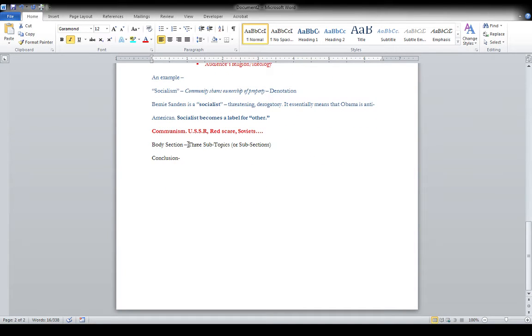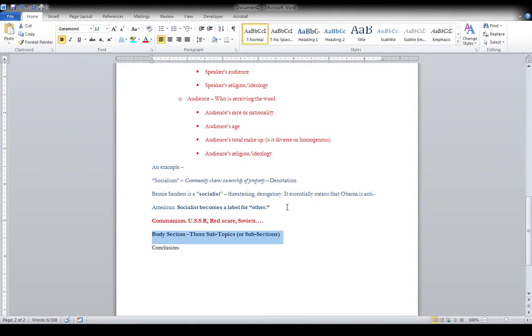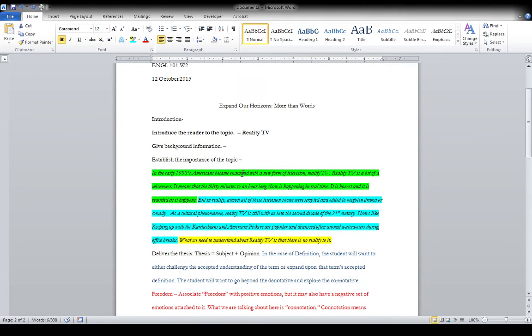Now we need to develop our body section, the body section of the paper. Now remember what I said here, that the body section typically consists of three subtopics or subsections. And this you might have recalled in middle school. I'm going to go in here and bold this.